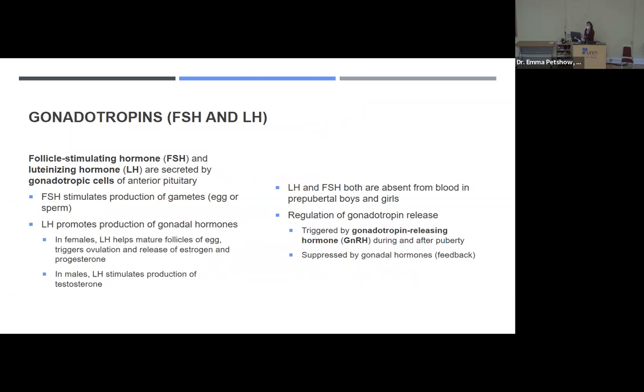Our gonadotropins, FSH and LH, so follicle stimulating hormone and luteinizing hormone, are secreted by the gonadotropic cells of the anterior pituitary. FSH is going to stimulate our production of gametes, egg or sperm. LH is going to promote our production of gonadal hormones, so thinking about, again, estrogen, progesterone, and testosterone. LH and FSH are not occurring in pre-puberty in both boys and girls in a normal state. It's triggered by our GnRH, and it's suppressed by negative feedback.